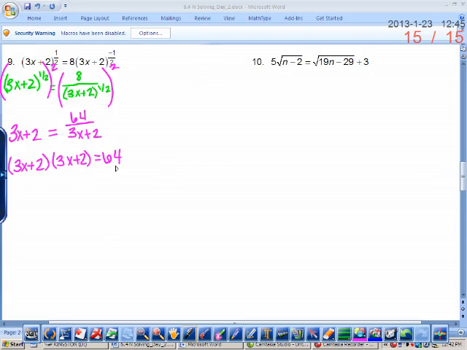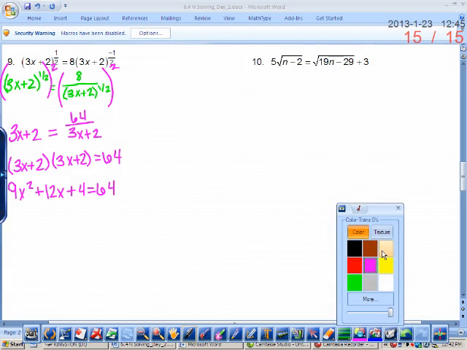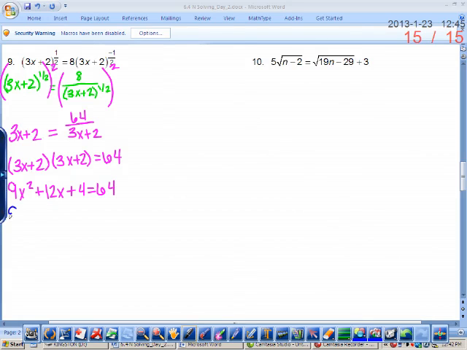All right, so go ahead and double distribute. I have 9x squared plus 6x plus 6x, that's plus 12x plus 4 equals 64. What would I do next? All right, so I would have 9x squared plus 12x minus 60 equals 0.